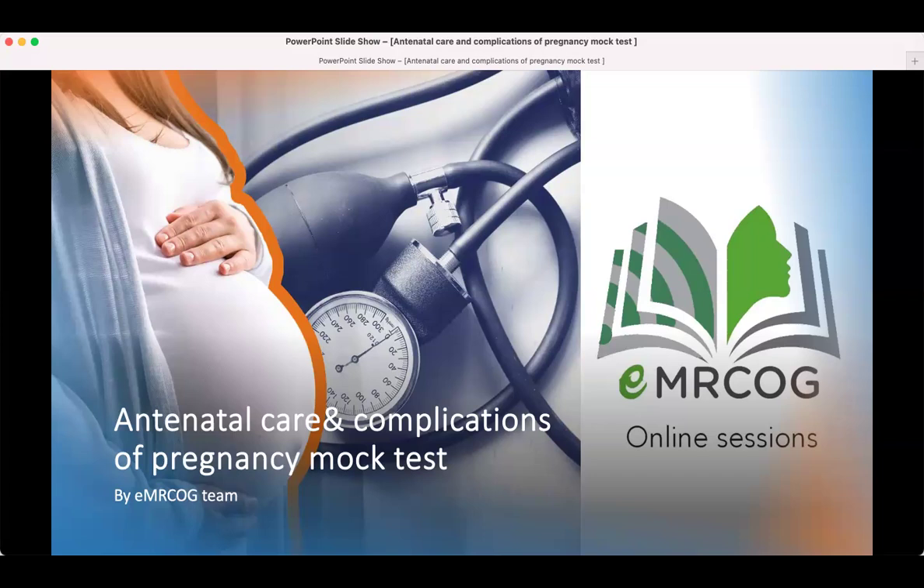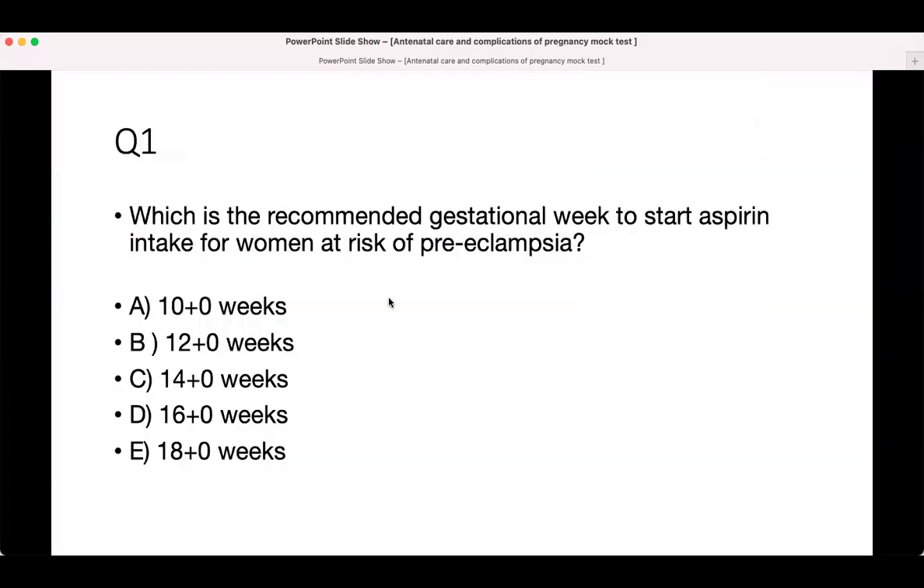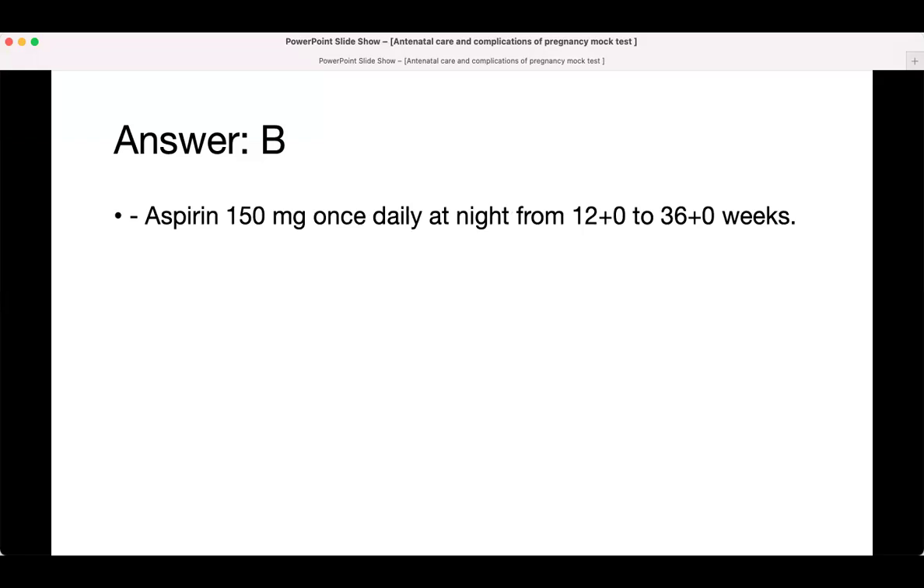Okay, so let's say Bismillah, and the first question is very easy for my champions. Which is the recommended gestational week to start the aspirin intake for the woman at risk of preeclampsia? Yes, it's from 12 weeks. And, my dear friends, you are aware of the role of low-dose aspirin also in the prevention of placental insufficiency problems, right? And reducing the risk of fetal growth restriction in high-risk women. So yes, correct. This is the answer B.